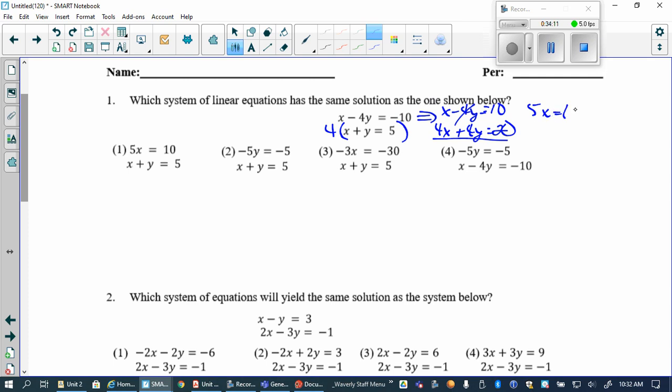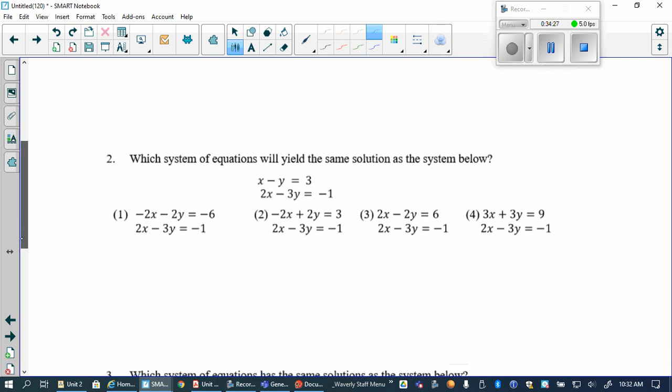Equals 10. So they're using this one and that one. Okay. So I was right. Right, does that make sense? I was right. So you just have to start playing around with it and see what makes sense. Let's move on to number 2.